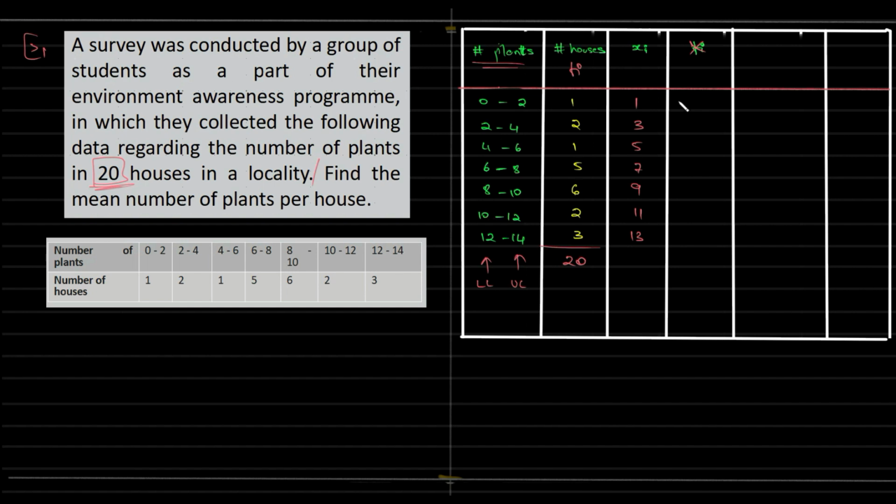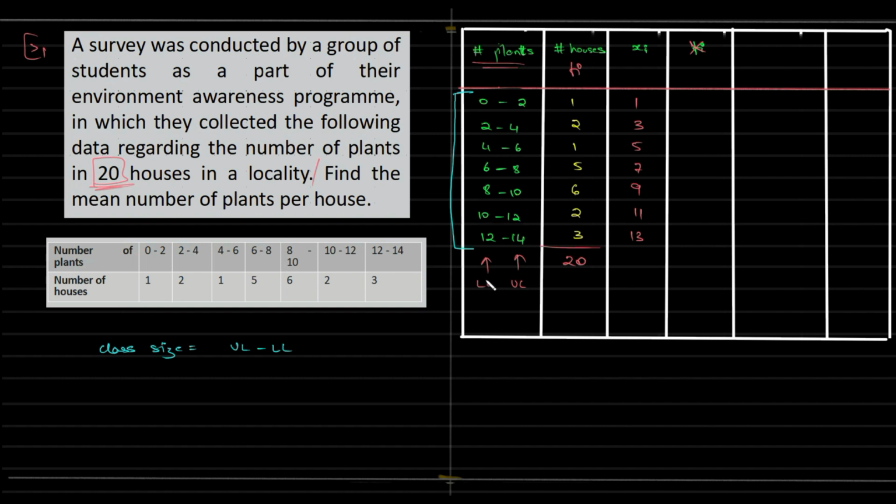I'll teach you a trick wherein you can find this xi very fast without actually finding the mean for all the rows. I'll explain the trick now. Have a look at each of these rows. Is the class width one and the same for all of them? What is class width? Class width, or class size, is upper limit minus lower limit. The difference in each of these is 2, 2, 2, 2, 2.